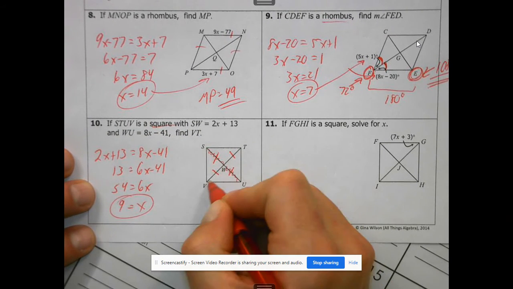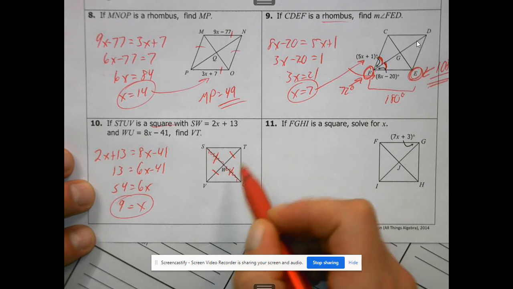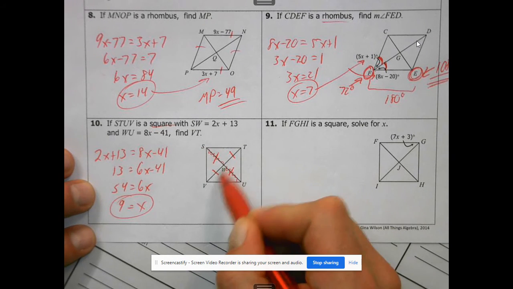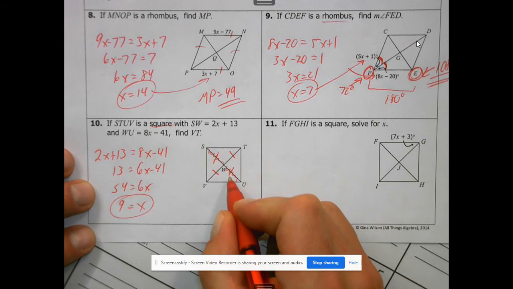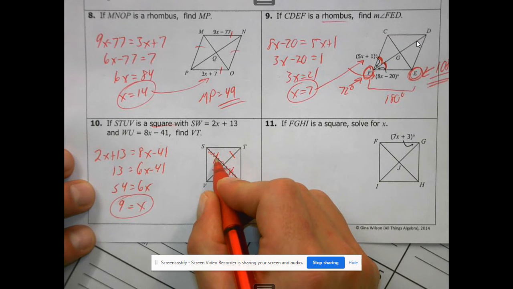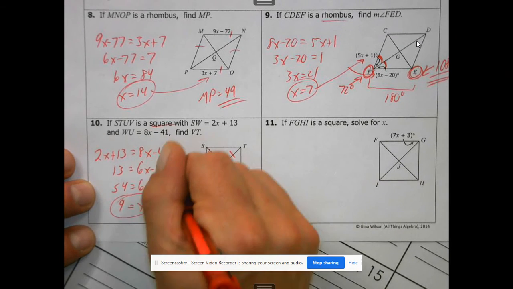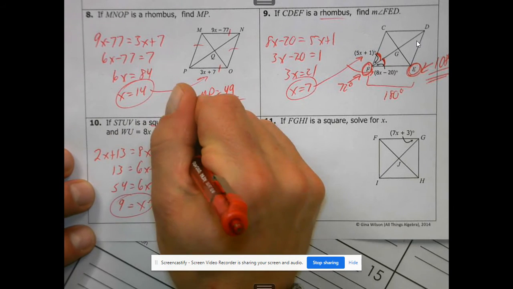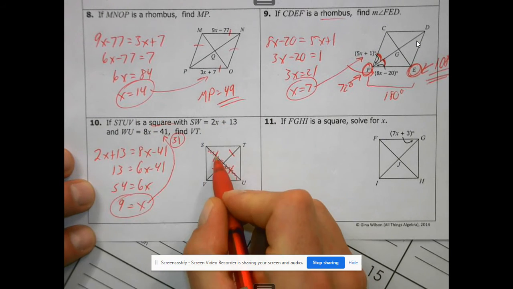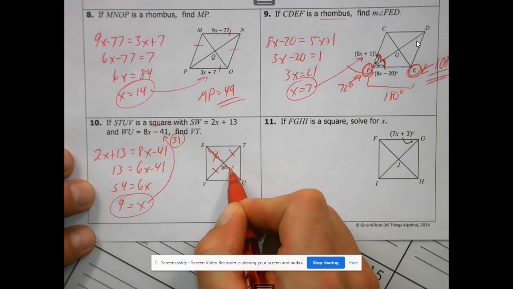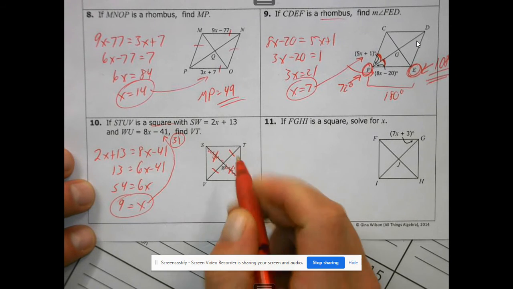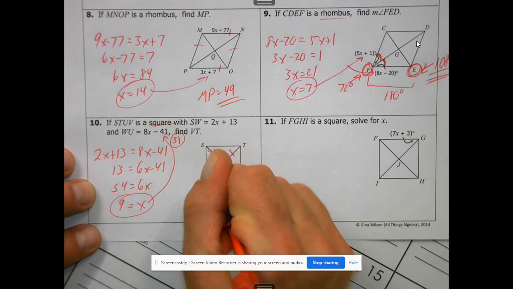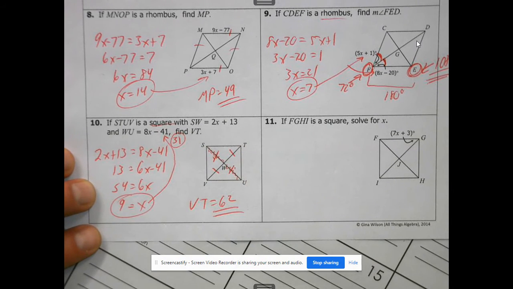Find VT. So VT is this whole diagonal, right? But I know the diagonals in a square are congruent. So I can plug it back into one of these two pieces and just double it, right? So I plug it back into here. That's going to give me 31. But then I have to double that. So if this is 31, that's 31, right? So let's double that. 31 times 2, 62. So V to T, 62.